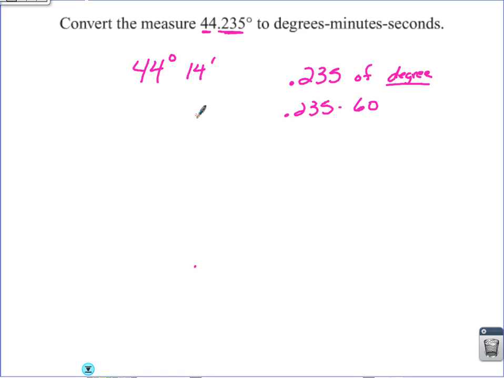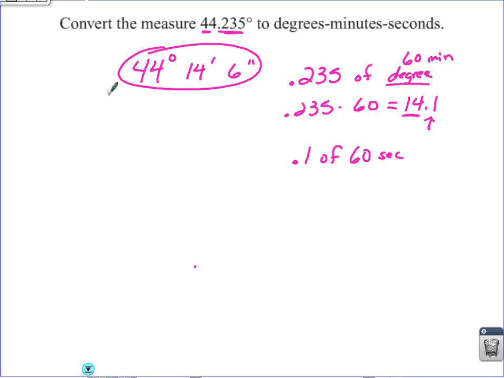But you had another leftover, right? That was equal to 14.1, which meant 235 thousandths of that full 60 minutes gave you 14 minutes plus a remnant, plus a leftover. And what is that leftover? That is your seconds. So do we have 0.1 seconds? No. We have 0.1 of another minute. 14 full minutes and another 0.1 of a minute. 0.1 of a minute would be 0.1 of the 60 seconds, which would be how many seconds? 6. So 44.235 would be 44 degrees, 14 minutes, and 6 seconds.